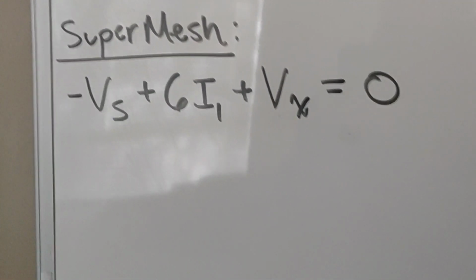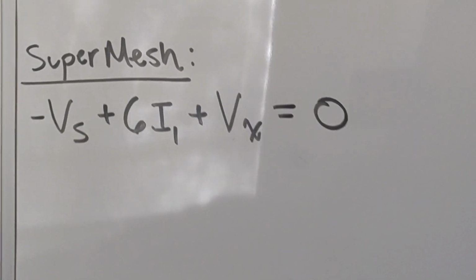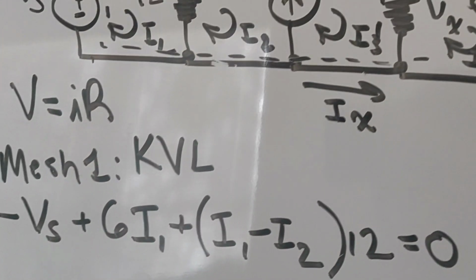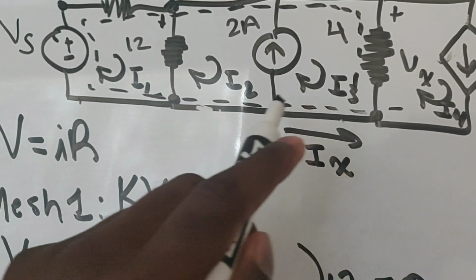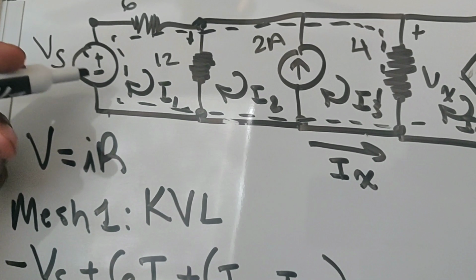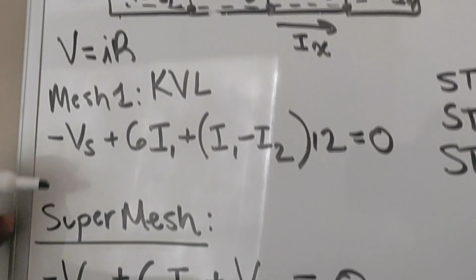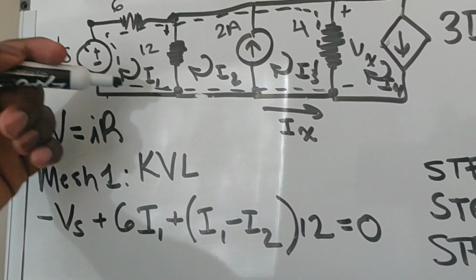So here's the equation for our super mesh, and it looks extremely simple because it is very simple, and I'm going to show you how I wrote it. So coming from the bottom of this mesh and coming into this negative potential on this battery, I'm going to have my minus Vs. And just like the first equation, I'm going to come around.